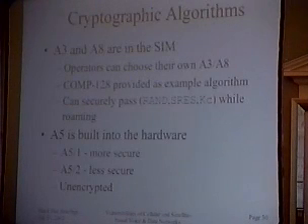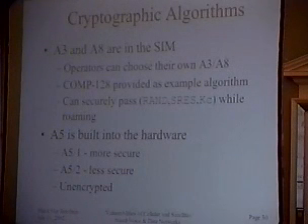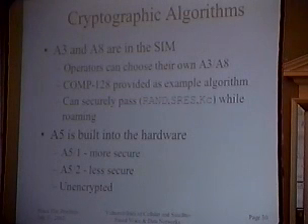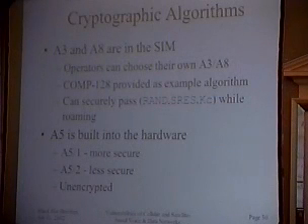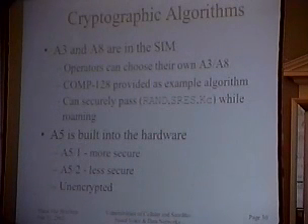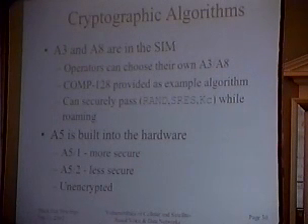Okay, there's A5-1, which is the first one that came out, and that was originally spec'd only for Western European countries, and that was supposed to be the strongest of the two. There was A5-2 then that was deliberately weakened, so you could field phone systems to places like Syria and Iraq, and you wouldn't necessarily have to have access to the network in order to eavesdrop on the traffic. There's also an A5-0, which is basically no encryption.